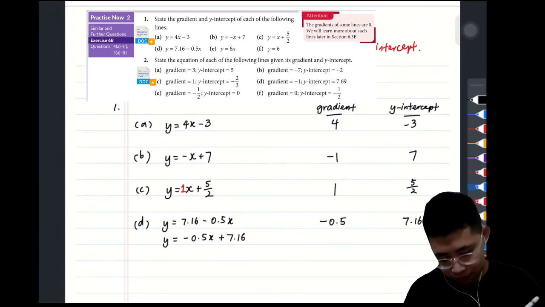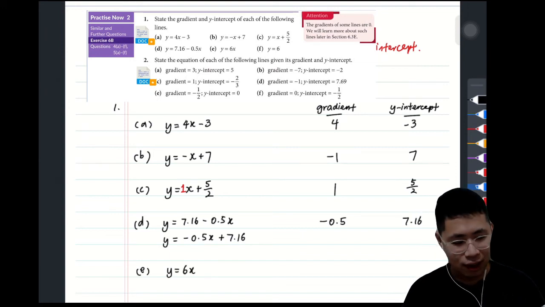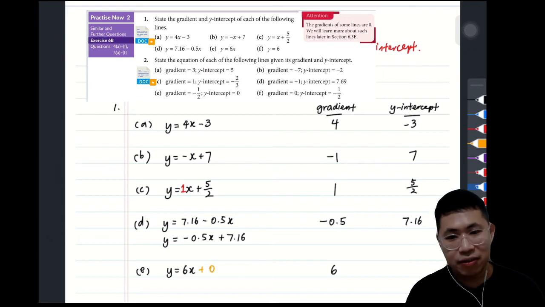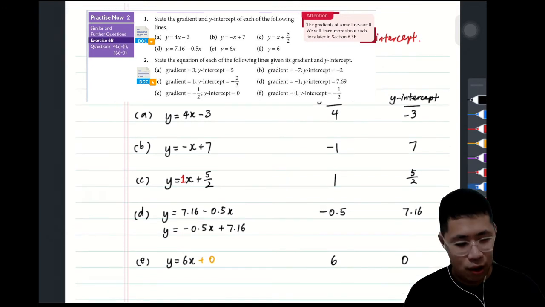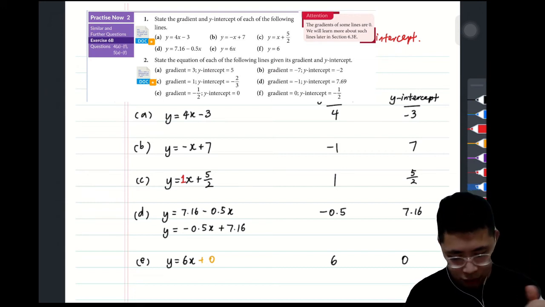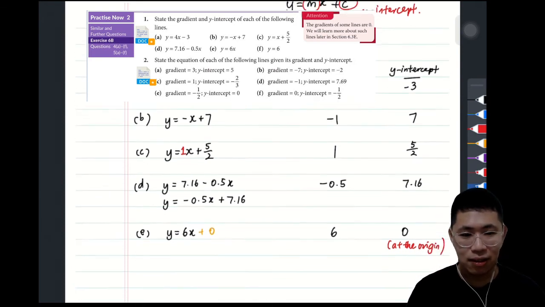Okay, for e, y equals 6x. So the m is 6. What about the c? Is there anything behind? Usually if there's nothing behind, there will be a plus 0. So the y-intercept is 0. What does it mean for the y-intercept to be 0? Meaning when x is 0, y is also 0. Meaning the y-intercept is at the origin.